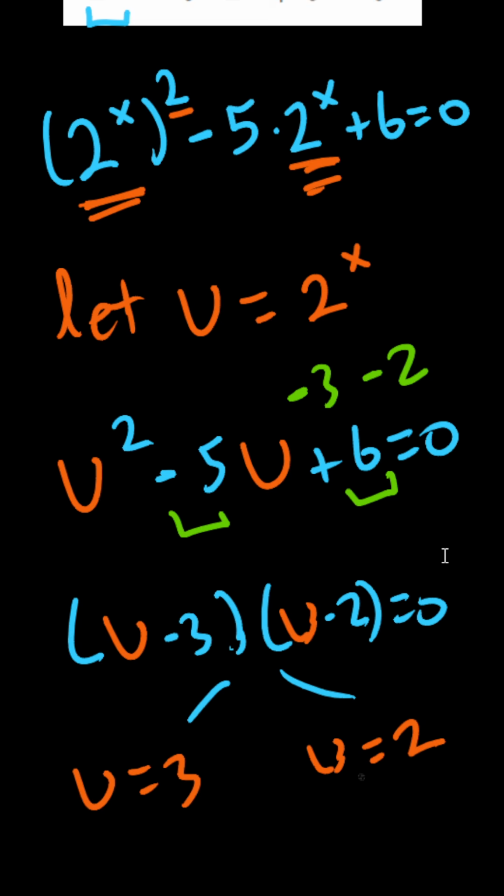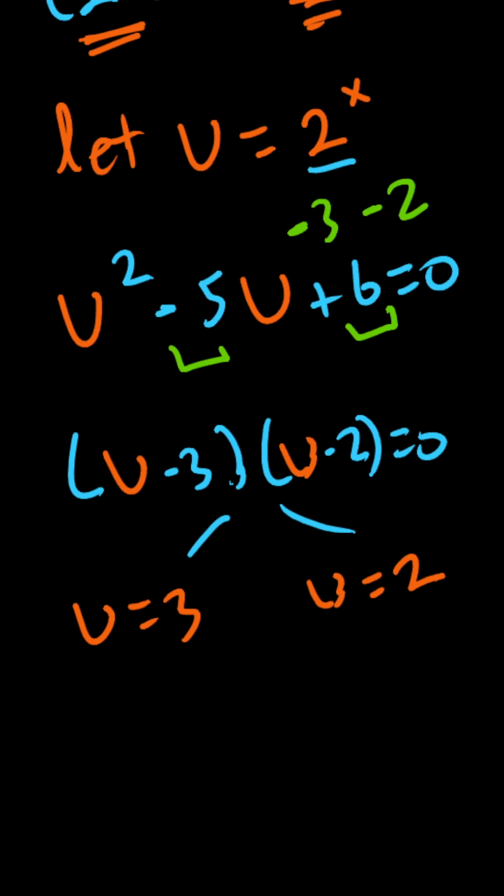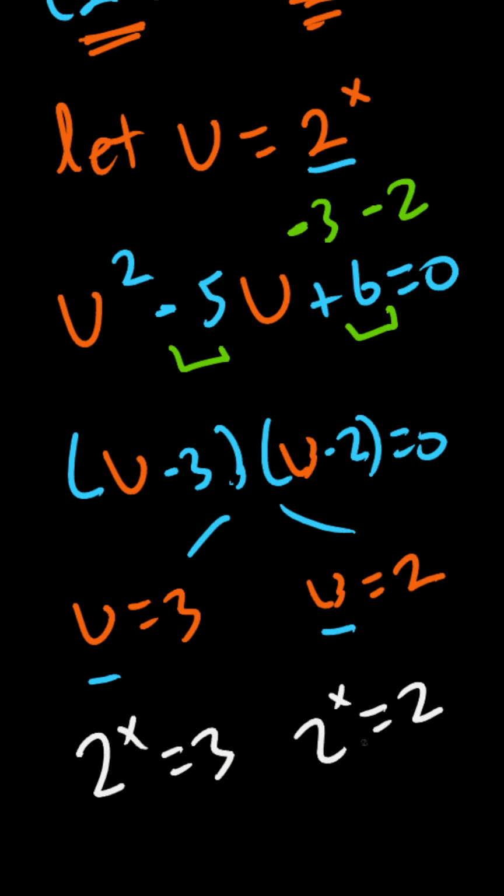But remember, we're not done yet because we've solved for u, but we want to solve for x. So remember that u equals 2 to the x. So we're going to substitute that back in. u equals 2 to the power of x. So 2 to the power of x equals 3. And 2 to the power of x equals 2.